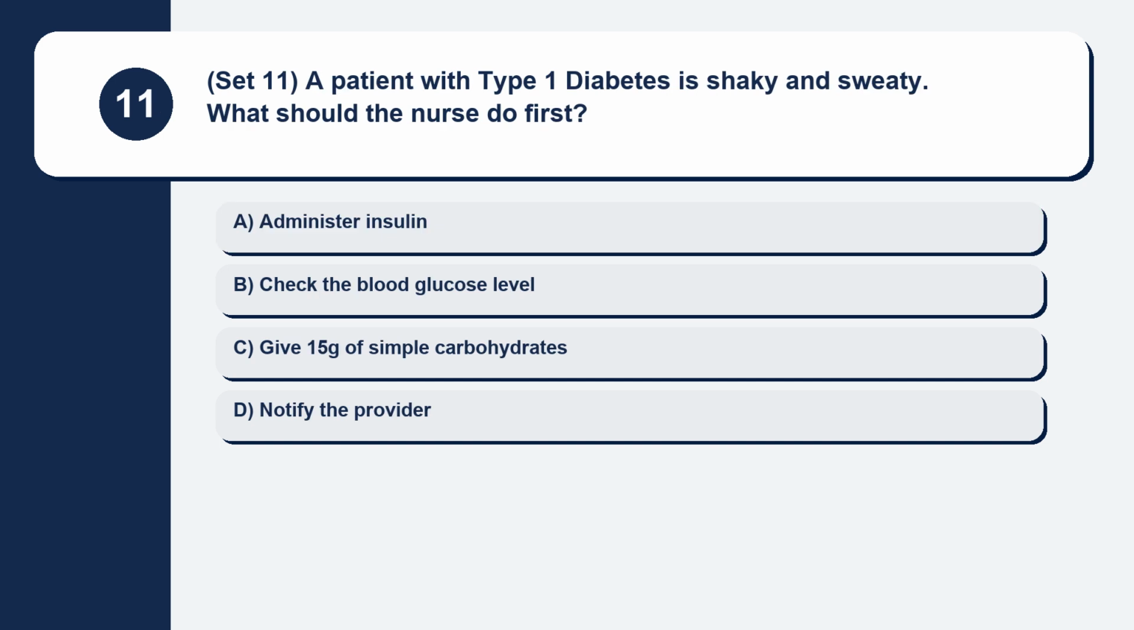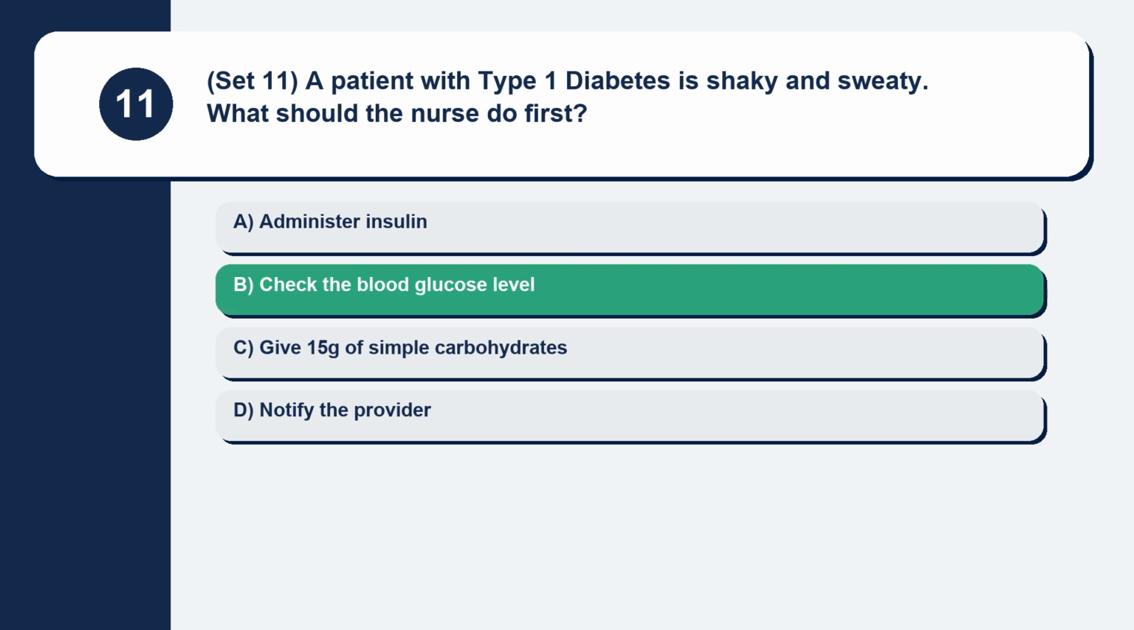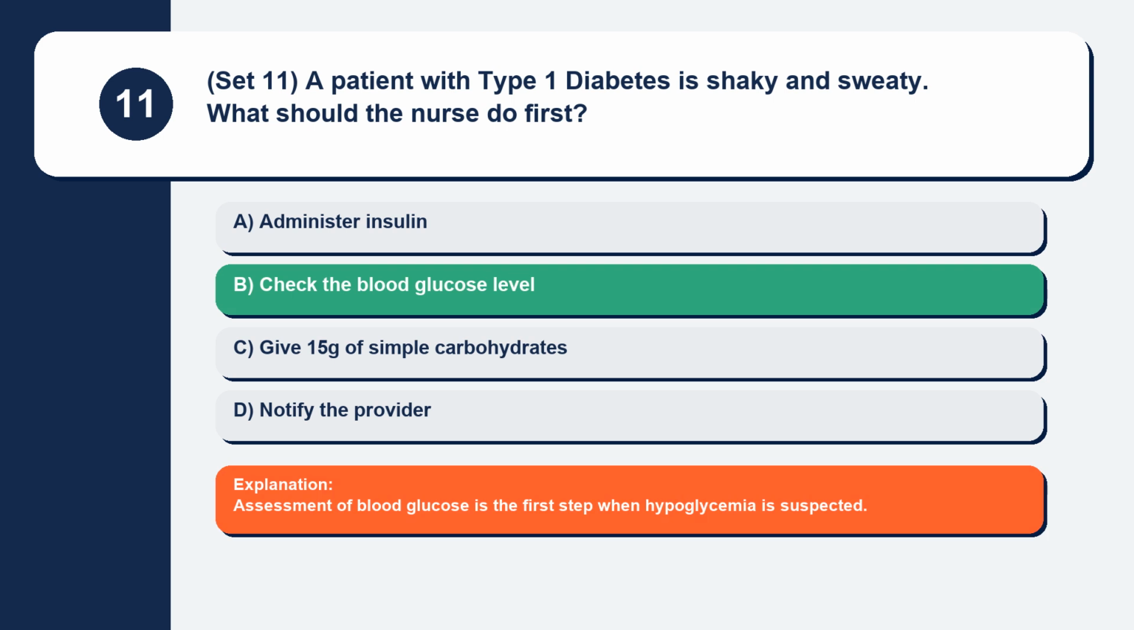Question 11, Set 11. A patient with type 1 diabetes is shaky and sweaty. What should the nurse do first? Administer insulin, check the blood glucose level, give 15 g of simple carbohydrates, notify the provider. Assessment of blood glucose is the first step when hypoglycemia is suspected.